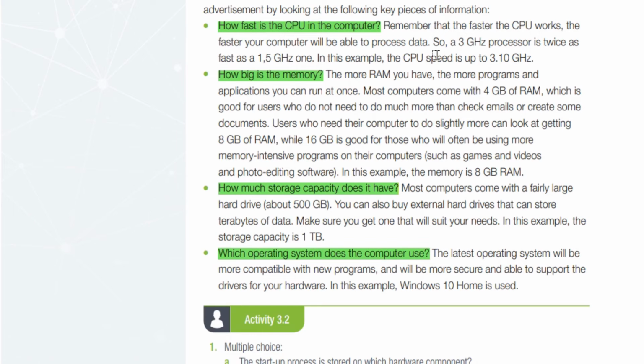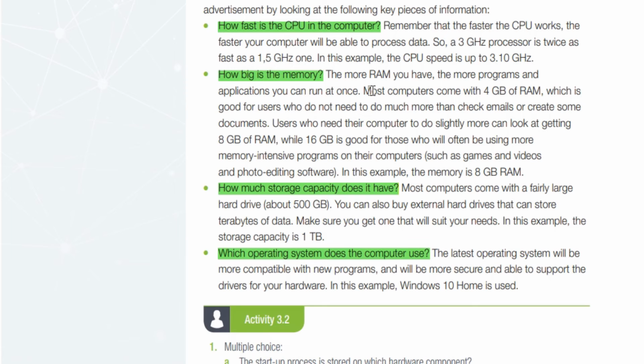Now, remember, how fast is the CPU in the computer? Remember that the faster the CPU works, the faster your computer will be able to process data. So, a 3 gigahertz processor is twice as fast as a 1.5. In this example, the CPU speed is up to 3.10 GHz, gigahertz.